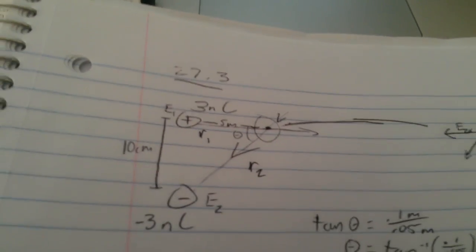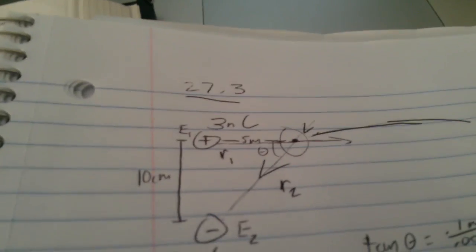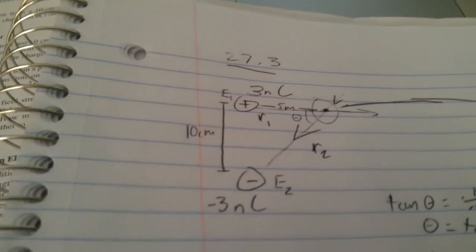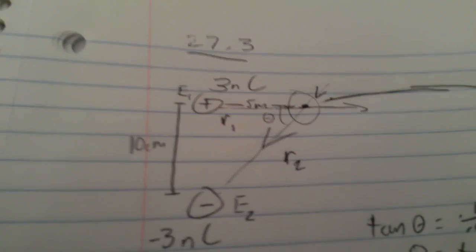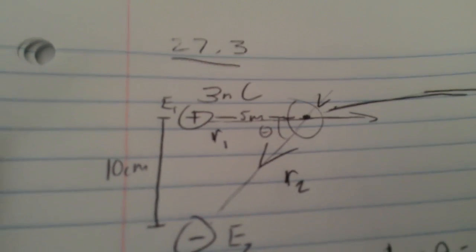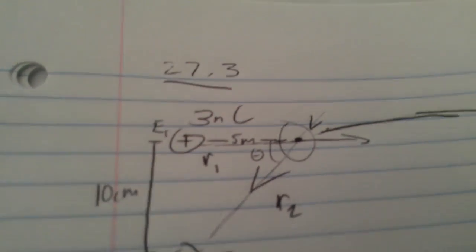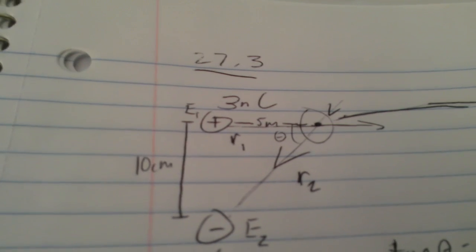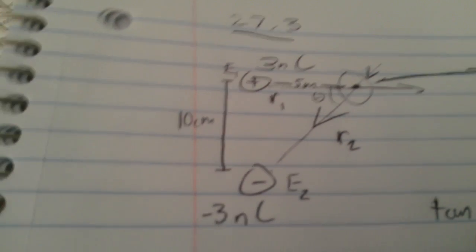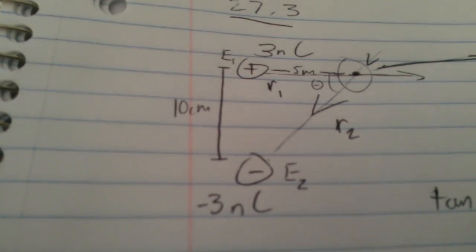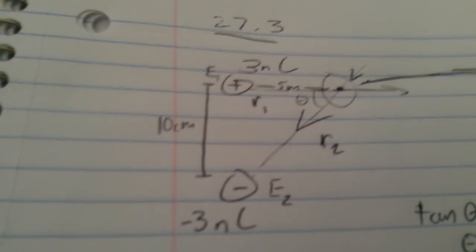All right, so we're doing problem 3 of chapter 27, and that question asks what the strength and direction of the electric field is in this diagram. And in the diagram, there's a positive 3 nanocoulomb charge on the same line as the point we're looking at, and that is 5 centimeters away from the point. And then there's a negative 3 nanocoulomb charge, which is also 5 meters away and 10 meters below it.